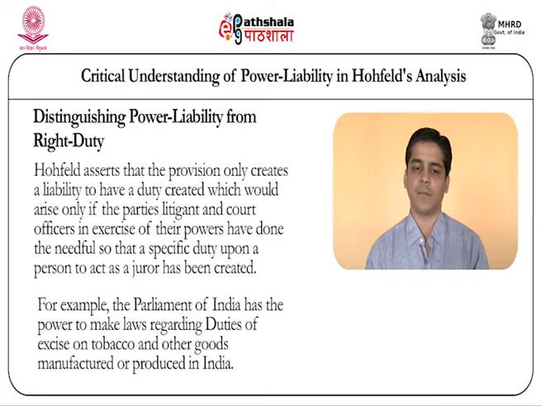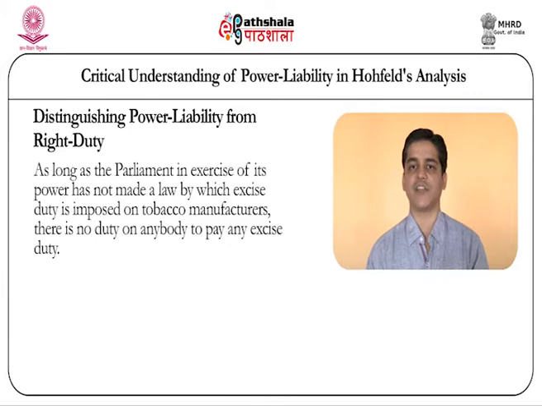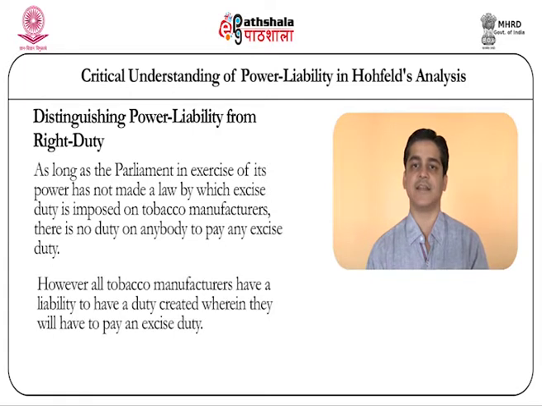The Parliament has a power to impose excise duty on tobacco manufacturers. This is a power. And the tobacco manufacturers will be liable under the power if the power is exercised. If tomorrow the Parliament makes a law and says that tobacco manufacturers will have to pay this much of excise duty, then they will have a duty to pay excise duty. Unless the power is exercised, there is only a liability to have a duty created. There is no duty which is existent. Existence of a duty is what defines a right duty relationship. So, a power might create a right duty relationship, but a power is not in itself a right duty relationship.